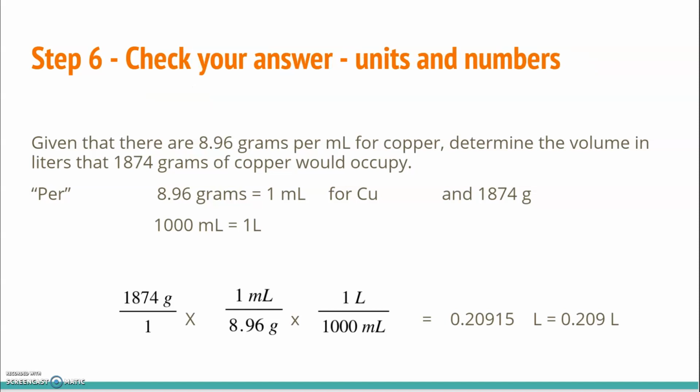So now we're going to check our answer. This will save you points if you do this. First, I'm going to check my units. My grams canceled. My milliliters canceled. I'm left with liters. Did I want liters? Yes, I did. Now I'm going to check the number. I started out with a lot of grams, and I ended up with very little liters. Does that make sense? Well, if I just look at the next step, if I start with grams, I'm going to end up with very little milliliters. And since milliliters are even smaller than liters, I'm going to end up with very little amount of liters. So the number does make sense.